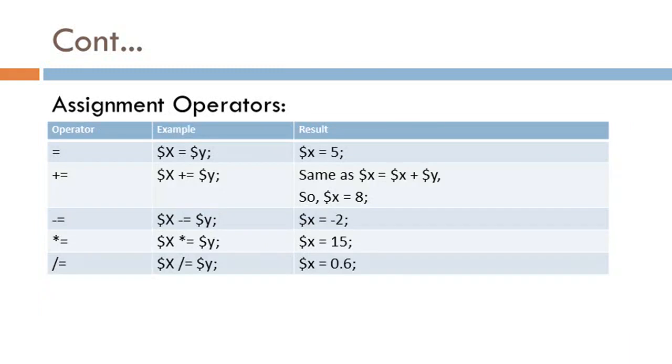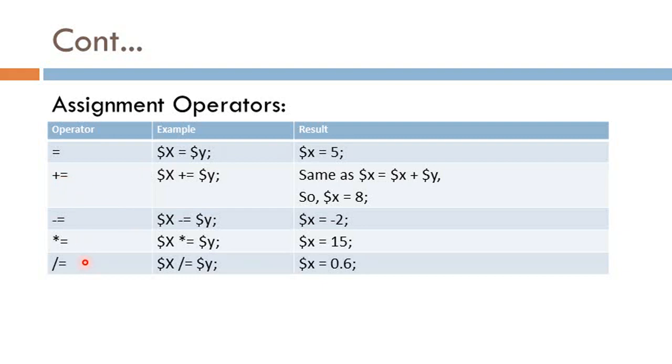Next is the assignment operator. Assignment operators are equal to, plus equal to, minus equal to, multiplication equal to, division equal to, and modulus equal to. Here the first is the equal to operator. The equal to operator assigns the value of its right operand to its left operand. So if the value of y is 5, for example, then I can write here that 5 is assigned to $x.